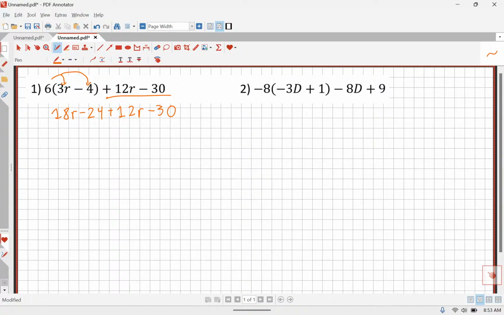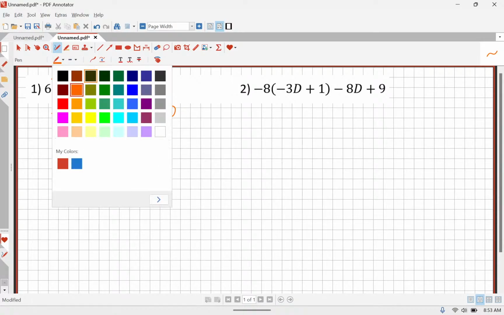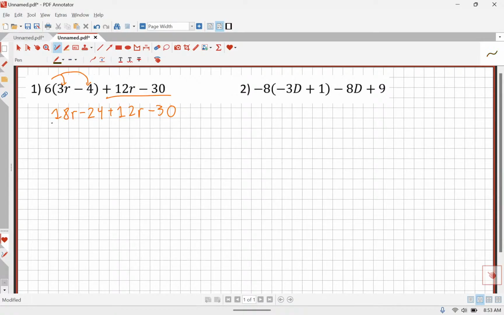Rico, what would be your next step on this one? I did 18R. 18R, and what am I going to put that together with? Very good. So 18R, and then I'm going to add 12R, and that's 30R, yes? And then what else? Or negative 24, right? So that's okay.